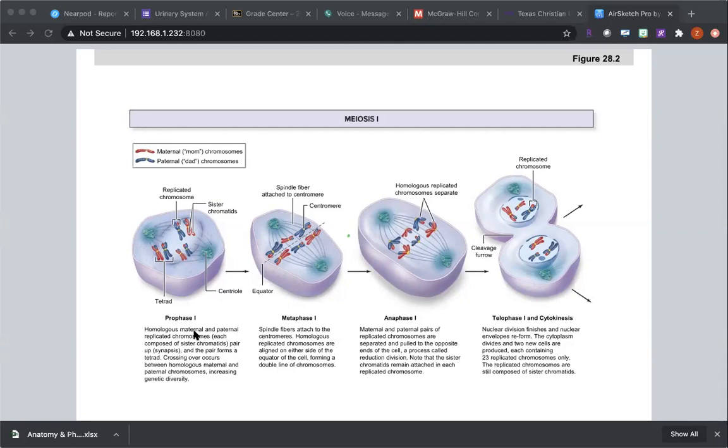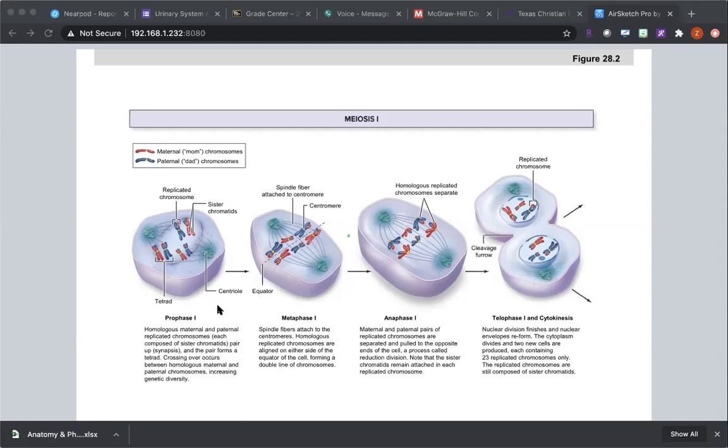Crossing over is only happening in prophase 1. It does not happen in any other phase, okay? Only in prophase 1. So that's prophase 1. That's the important part about prophase 1: crossing over happens, tetrads form, and that's that.